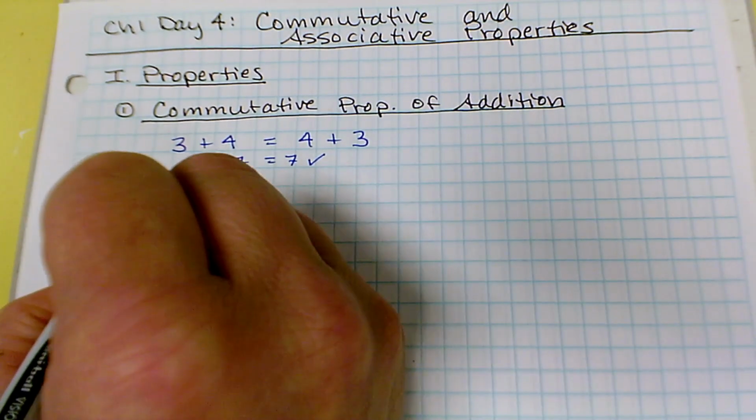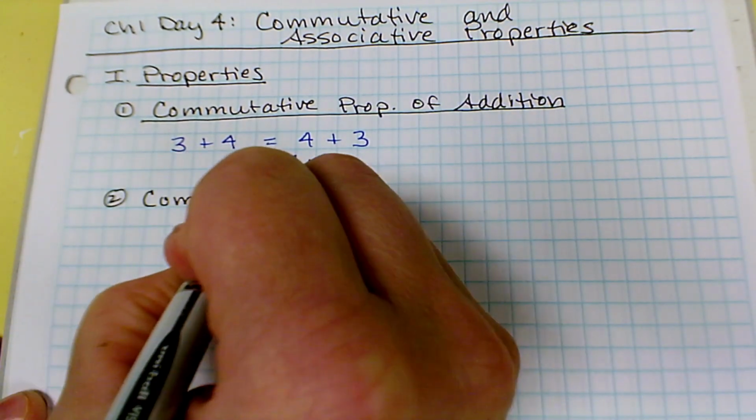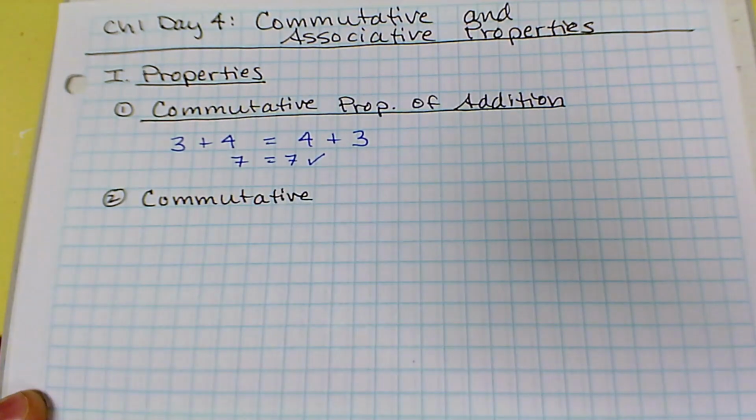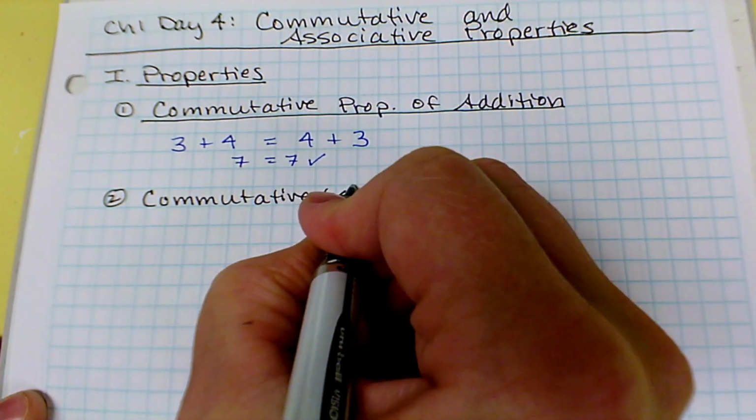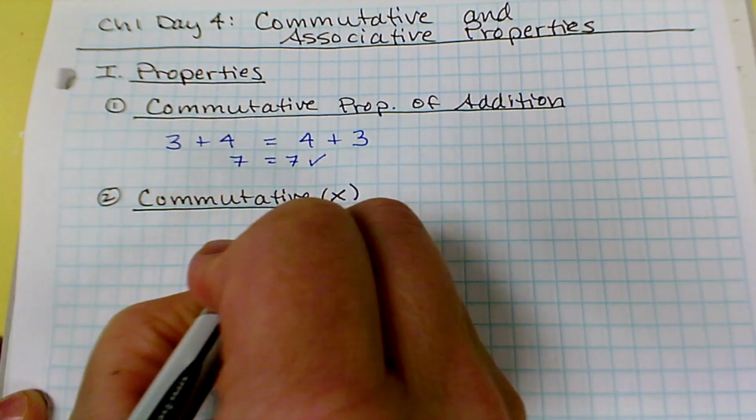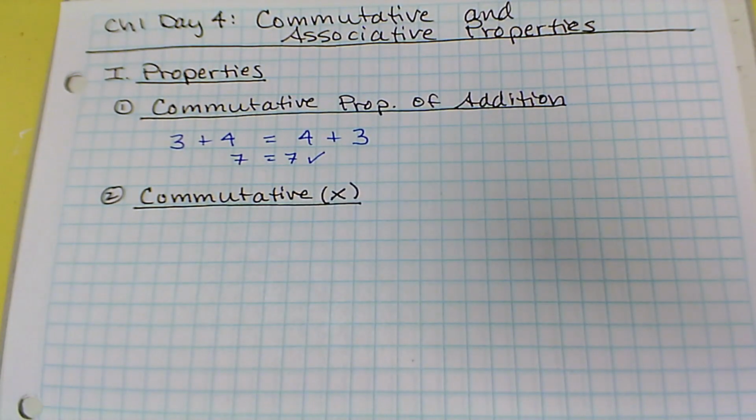Okay, let's do the abbreviation for this one. Write the word commutative again. This is commutative property of multiplication, but you can just put an X in parentheses. That's commutative property of multiplication.